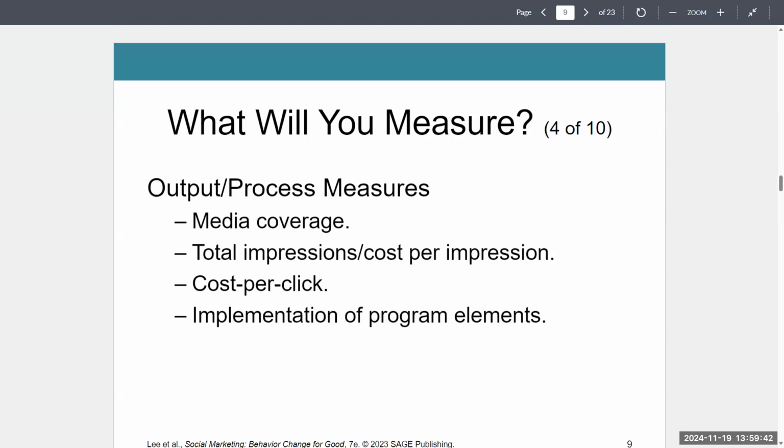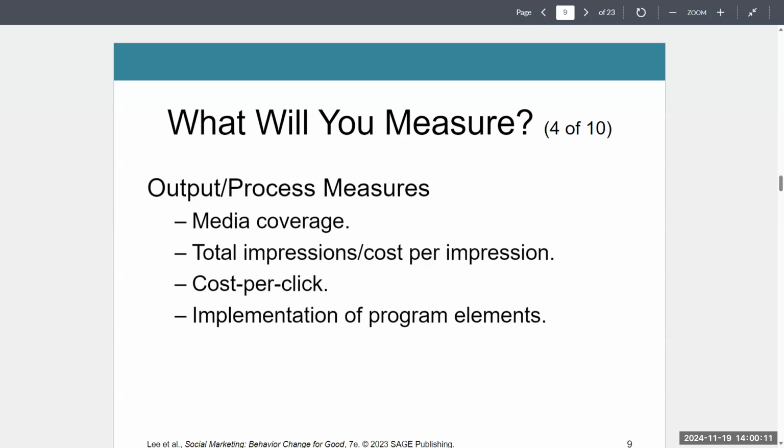Continuing on, we have media coverage, which is a powerful metric in any campaign. It reflects how often and in what context your program is being promoted and mentioned in the media. Okay. So that would be, for example, your campaign to reduce water consumption is featured on local news. That would be media coverage. A blog that posted it, whatever the case is, that would be media coverage.